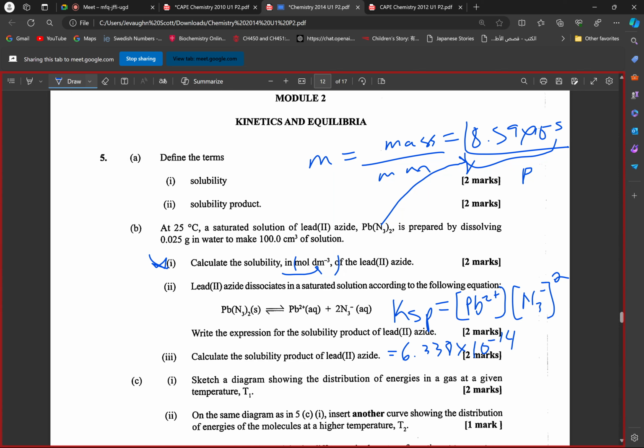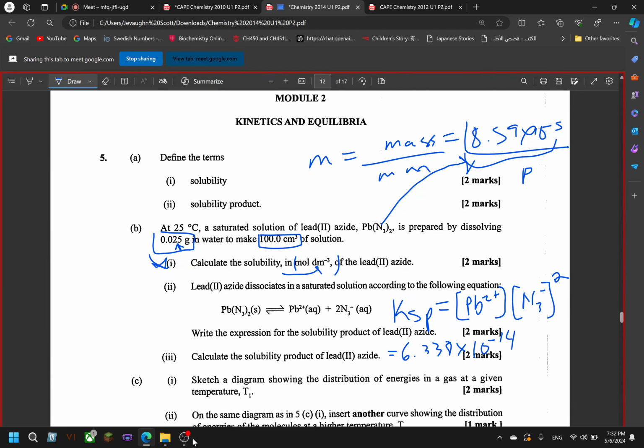So we're asked to calculate the solubility in moles per dm cubed, right? We're saying here that 25 cm cubed of a saturated solution of lead azide is prepared by dissolving this amount of lead azide in this volume of water. Concentration is the moles divided by the volume. So we need to use this mass to find the amount of moles of lead azide in this mass and divide it by this volume in dm cubed. That makes sense, right? Yes, sir. And that is how we do it. That is the question.